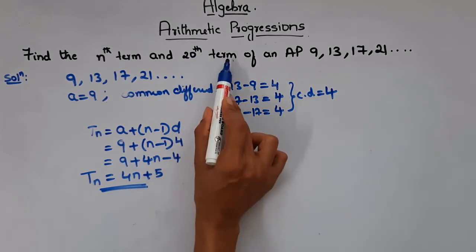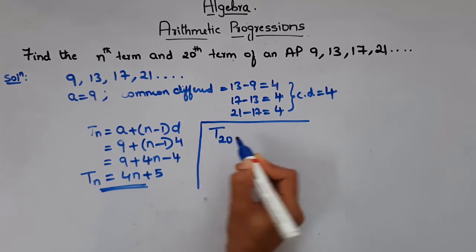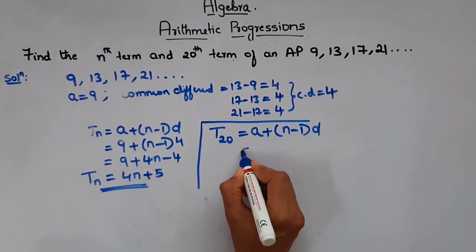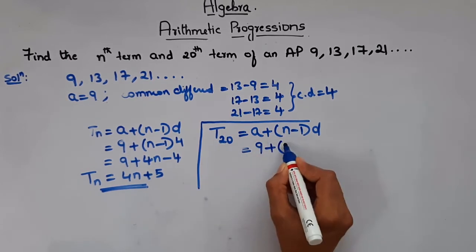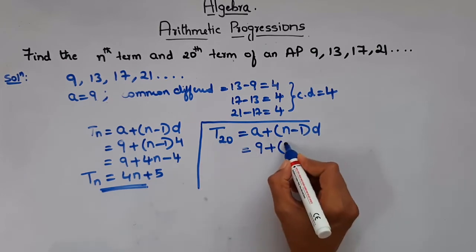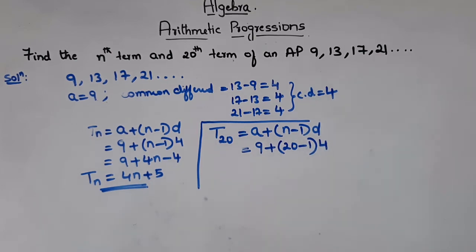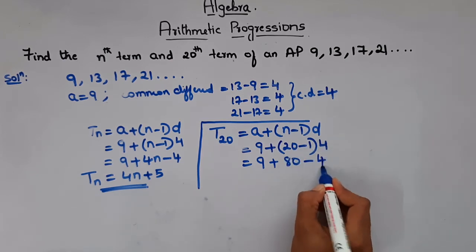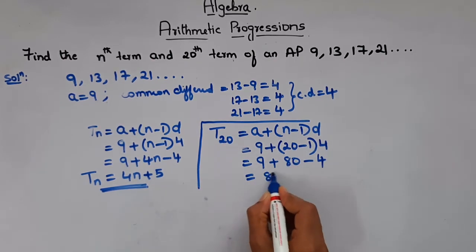And they have asked for the 20th term as well. So let's find T20, which is nothing but your 20th term. T20 = a + (n - 1)d, where a is your first term, 9, plus n is 20, since we want the 20th term. So 20 - 1, and your common difference is 4, right? Which is equal to 9 + 19 into 4. 4 nines are 36... so 80 plus 9 gives you 89, minus 4 gives you 85, right?